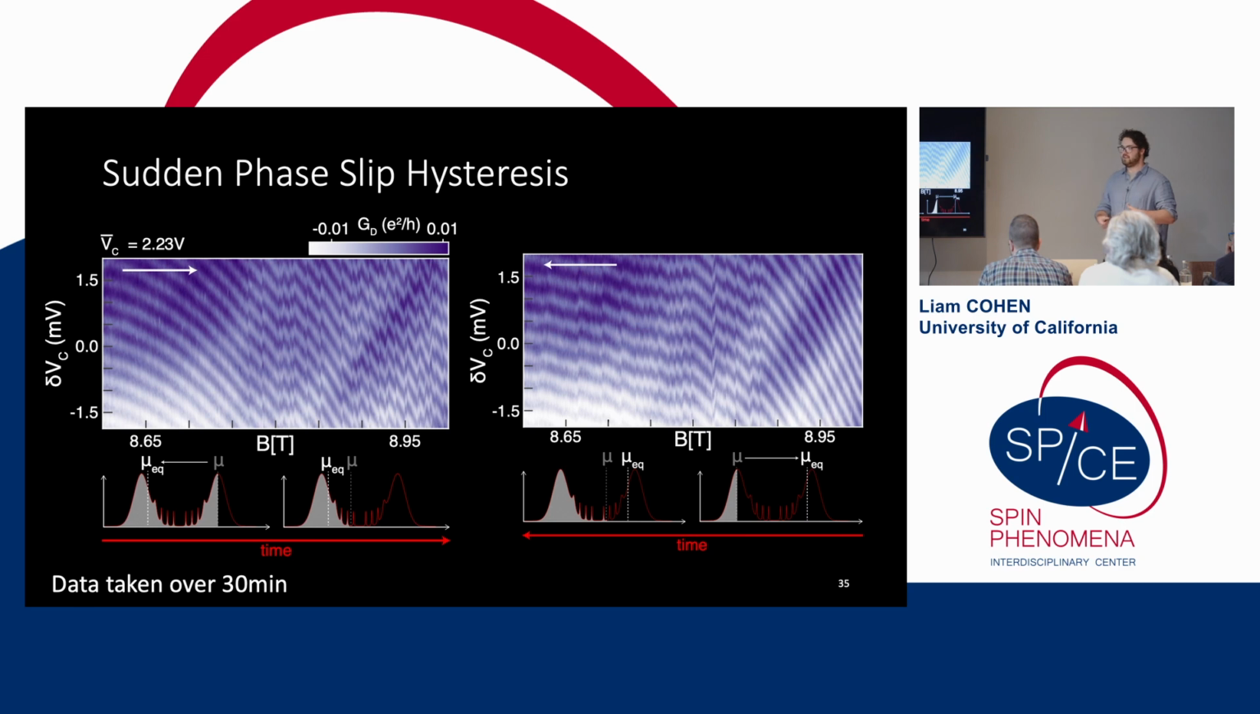The idea is basically that as you change your magnetic field, you're making it more energetically favorable to add anyons into the interferometer and give you a phase slip, but your actual charging time for those anyons is slow, so your actual chemical potential lags behind what nominally would be your equilibrium chemical potential.